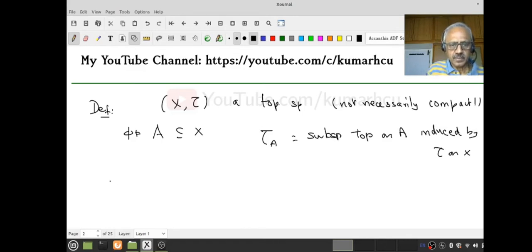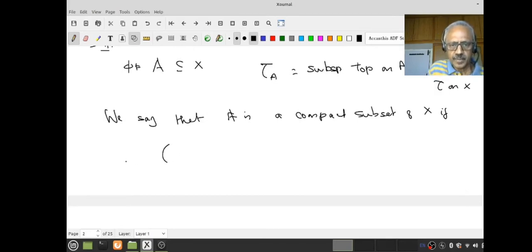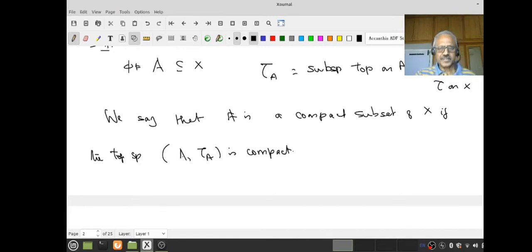We say that A is a compact subset of X if the topological space (A, tau_A) is compact. You understand the definition? It's similar to the way you define connected sets. Notice that this is a standard trick: when you want to define something new, reduce it to the earlier problem. That's what we did.